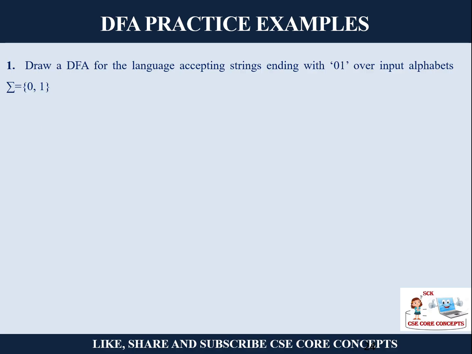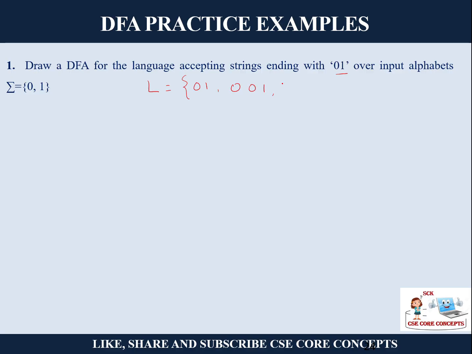So the first example is: draw a DFA for a language which accepts strings ending with 01 over the input alphabet. So for this, what will be our language set? First of all, let us define it. We always start with the lowest possible, ending with 01. So I can have 01. But before this 01, I can have any number of zeros or any number of ones, right? So I can have 001 also.